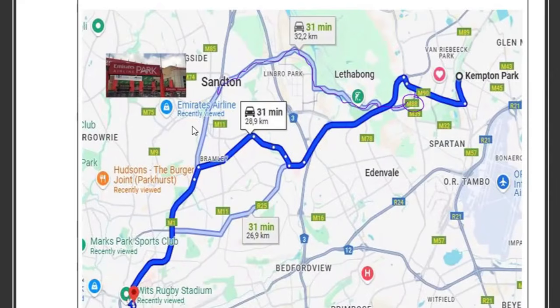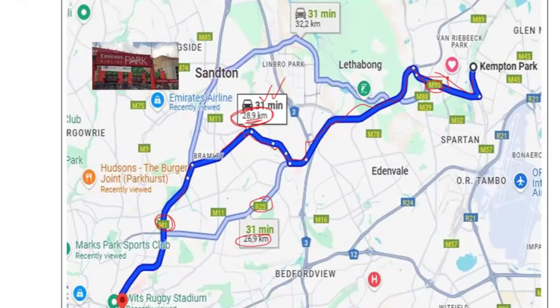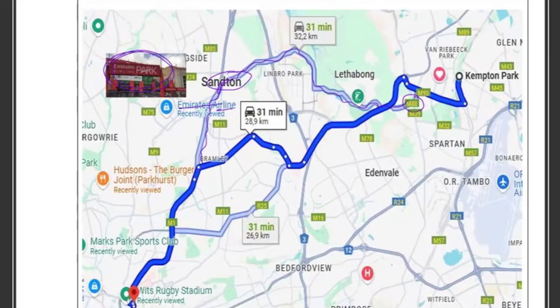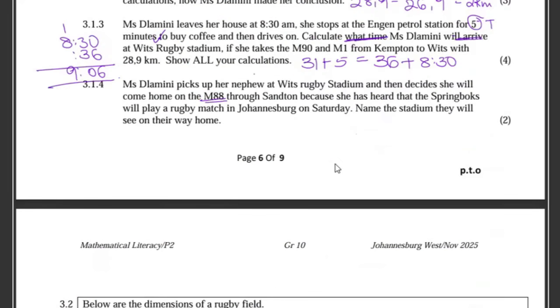You see that this is where we are, and then it comes down. Here we don't have a lot of things, but we have Emirates. This is an airline, but then we have Emirates Park. So the answer there is supposed to be Emirates Park. The stadium seen there is Emirates Park. And we get our 2 marks.